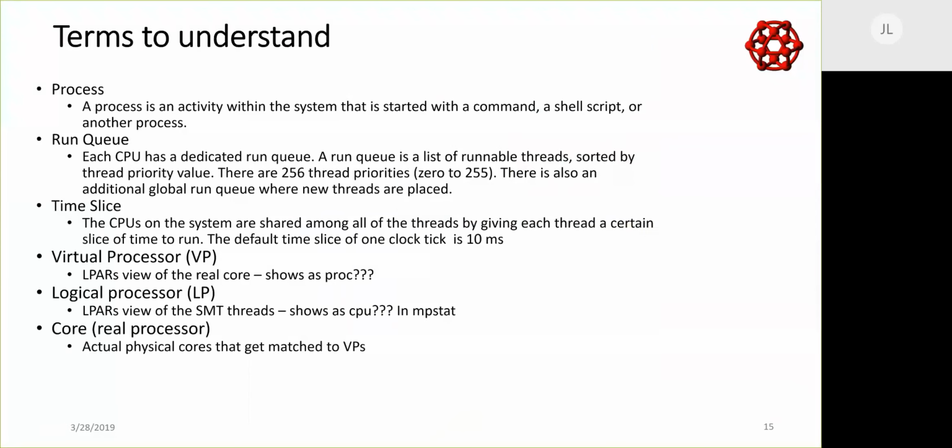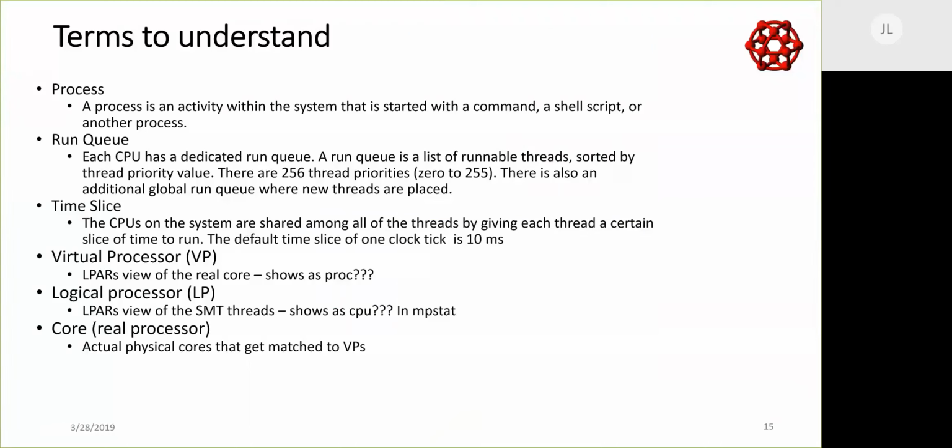There are a number of terms that you need to understand. I'm not going to go into these in detail, just enough for you to understand that when we talk about a process, we mean a script. It could be a thread. It's something that is started with a command and is running to do something. In terms of the run queue, every core has a dedicated run queue, and that's a list of all the runnable threads sorted by priority.